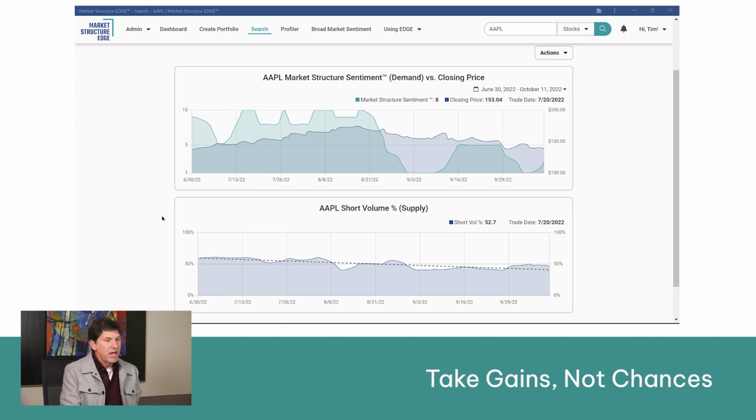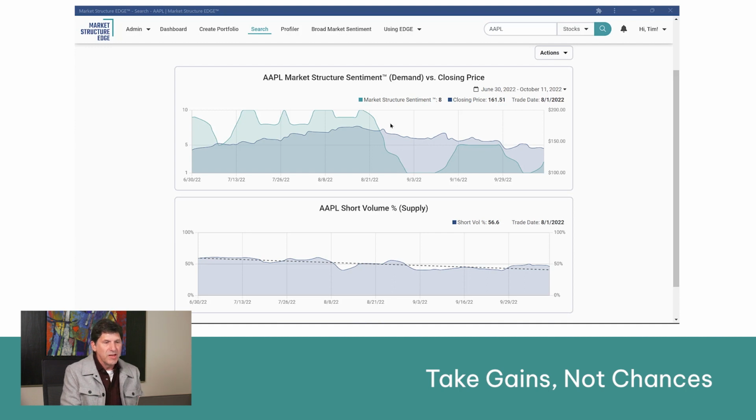On the other side is supply. It's short volume, not short interest. Short volume is the percentage of trading volume from borrowed stock. It's a great gauge of supply. Supply trended down. Demand rose. That is divergence. And if you just use that, you'd capture all the gains.